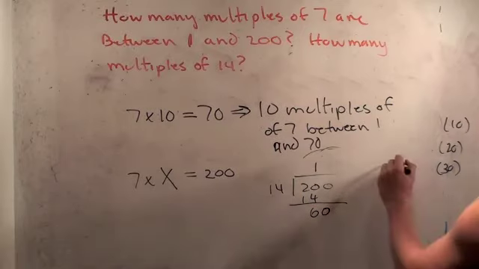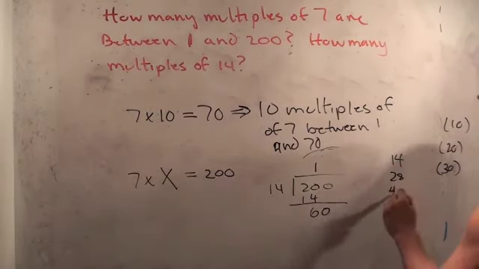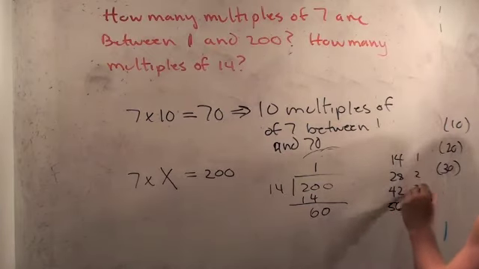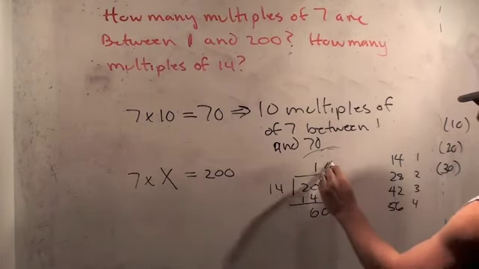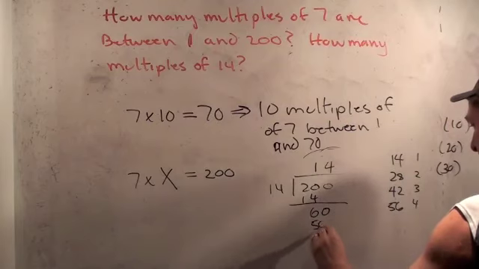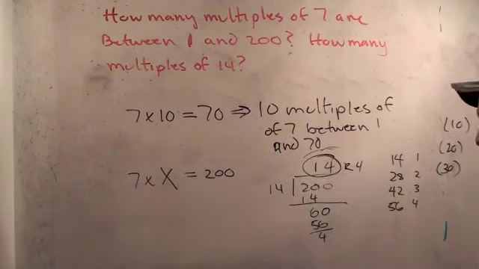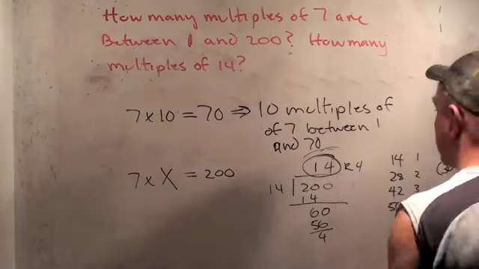Well, let's look at the multiples of 14. They're 14, 28, next one is 42, 56. That's times 1, times 2, times 3, times 4. So 14 goes into 60 4 times. 56, remainder 4. Okay. So to figure out the number of multiples between 1 and a certain number, all you do is you take your number, 14 or 7 or whatever it is, and divide it into the number.